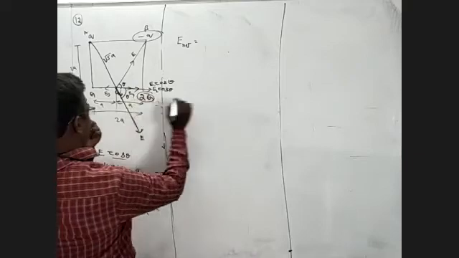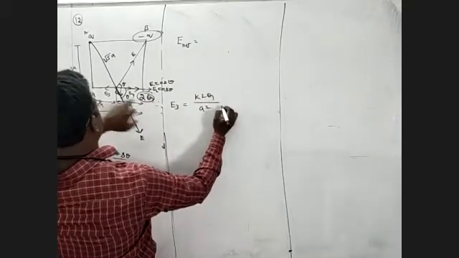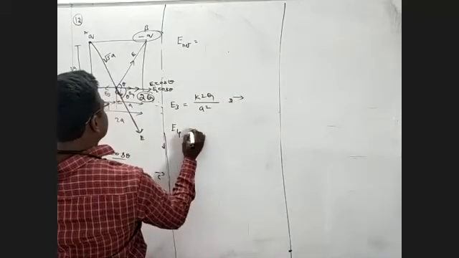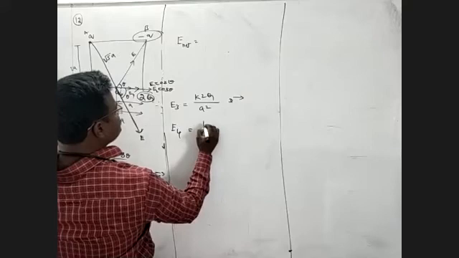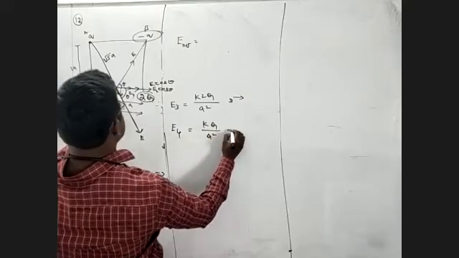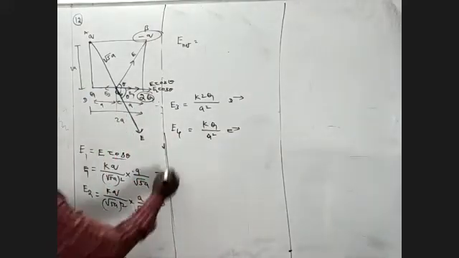This is E3, K2Q by distance A square. Direction is along D bar direction. Next, E4 is equal to this one. So KQ capital Q, distance between the two charges A. Direction is C bar direction. Now we will see E net.